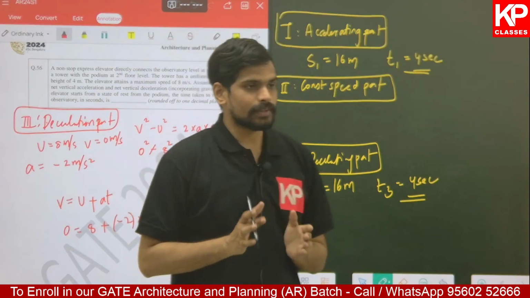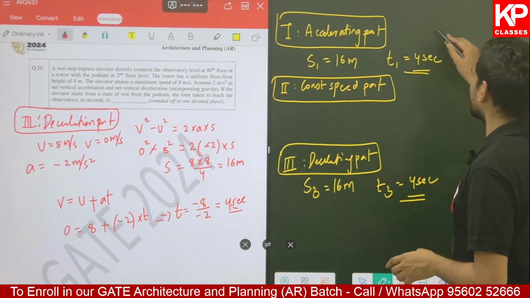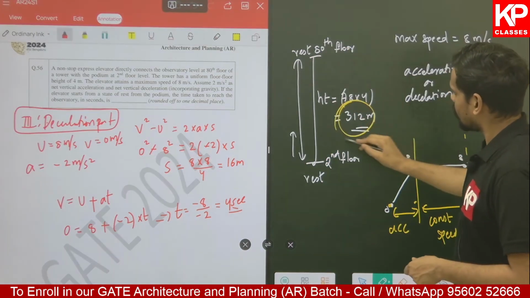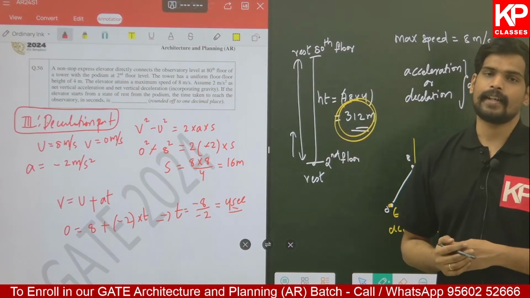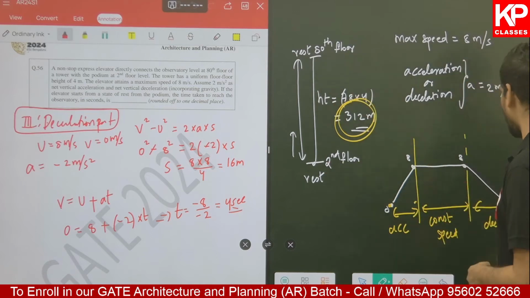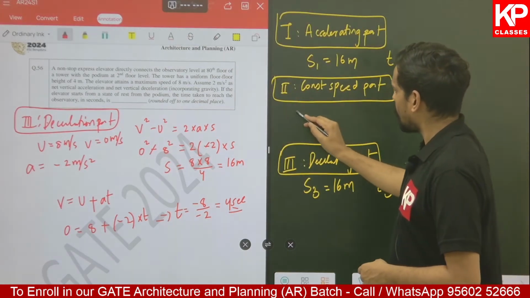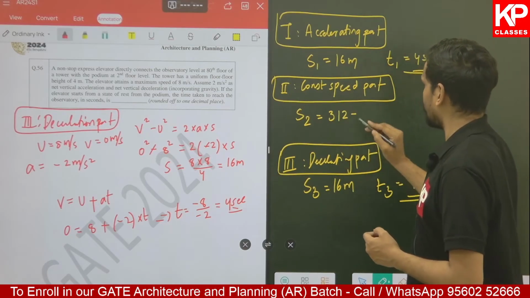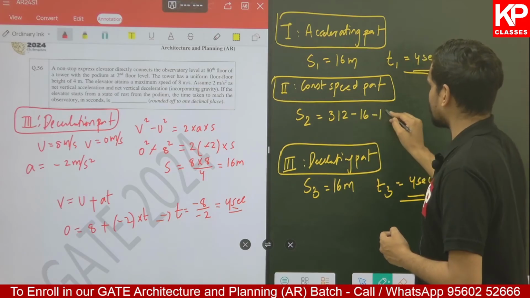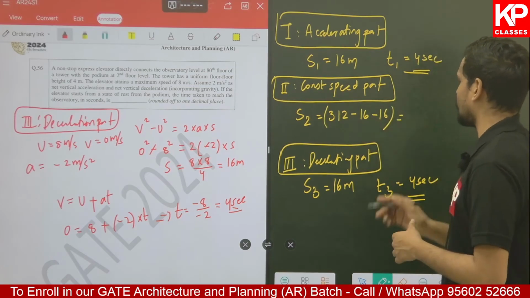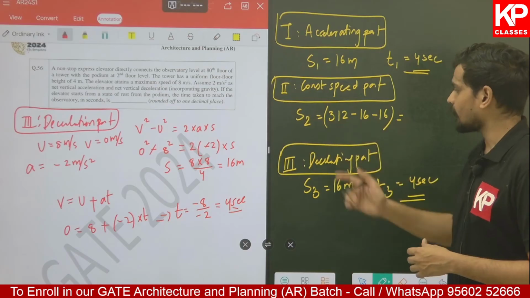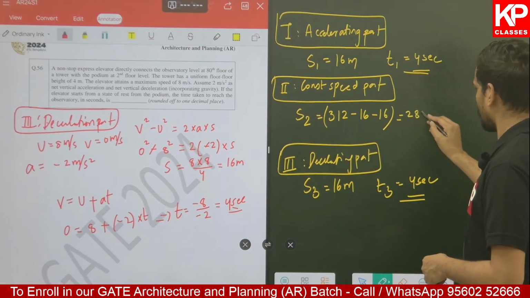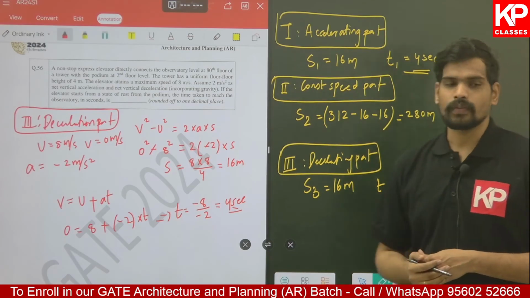For that you need to see the distance of the constant speed part. We just saw the total distance that the elevator has to move, that is 312 meters from the second to the 8th floor. Of this total distance, 16 meters is the accelerating part and 16 meters is the decelerating part. 16 and 16 is 32. If you subtract 32 from 312, you get 280 meters. 280 meters is the distance of the constant speed part.